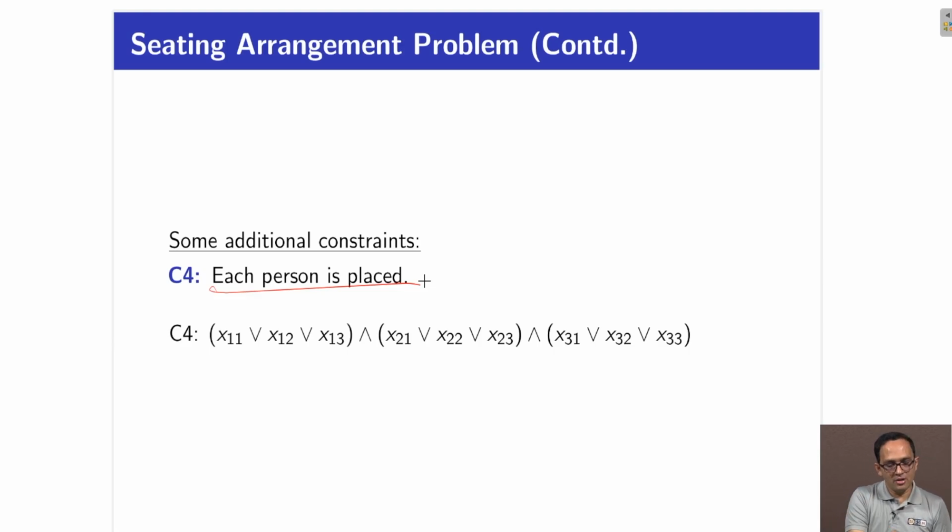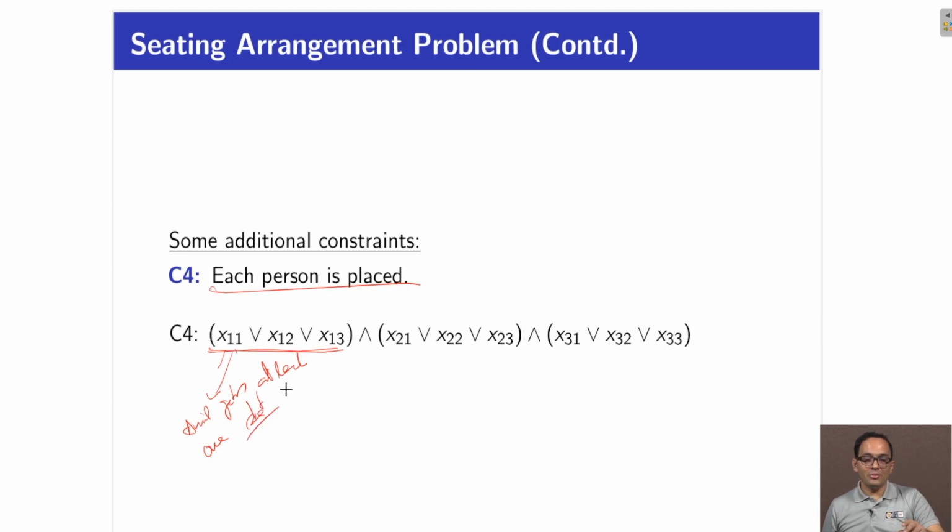Is the formula this? This part says x11, x12 and x13. You remember the first index is the person, person 1, and the second index 1, 2, 3 is the seat number. So, x11 or x12 or x13, what does it mean? At least one of them must be true, then only this formula will be true. That means person 1, which is Amit, gets at least one seat. This part ensures that Amit gets at least one seat.